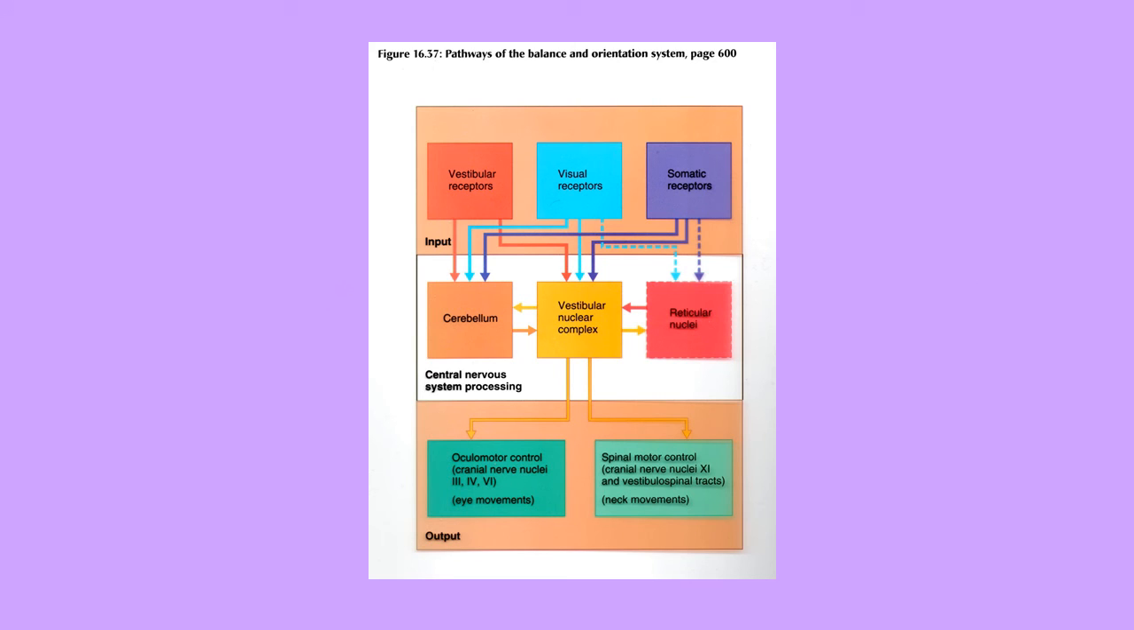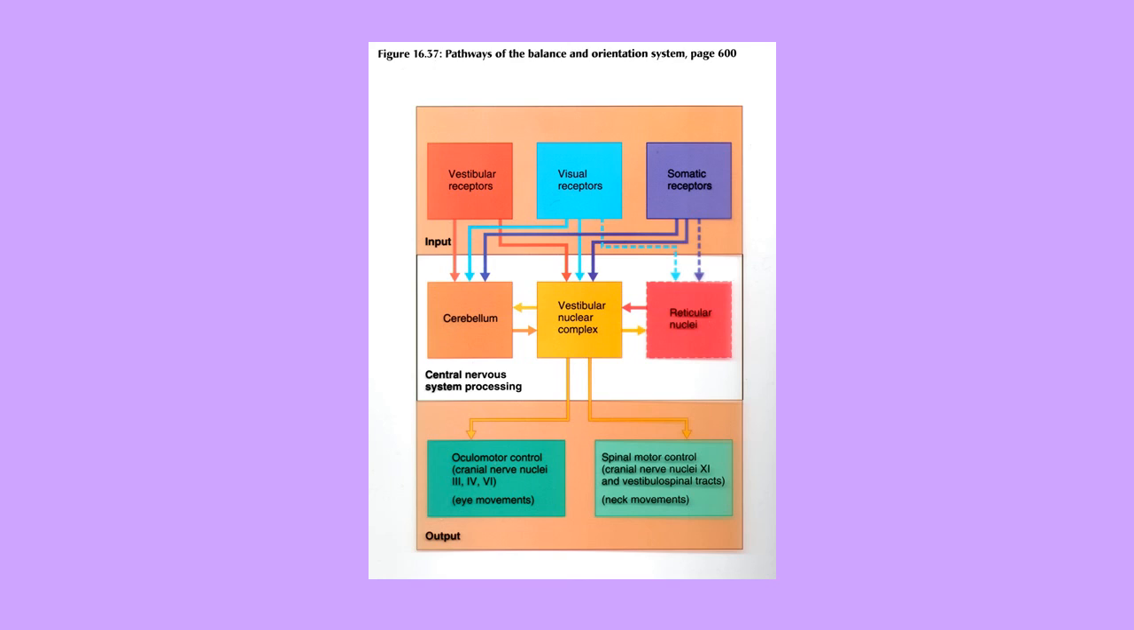In order to maintain balance, obviously it's associated with equilibrium, and there are several different factors that are going to be involved working together here. So you have the receptors in the inner ear that are being stimulated, noticing the positioning of the head relative to gravity, relative to the rest of the body. It's going to be sending that input to the cerebellum.